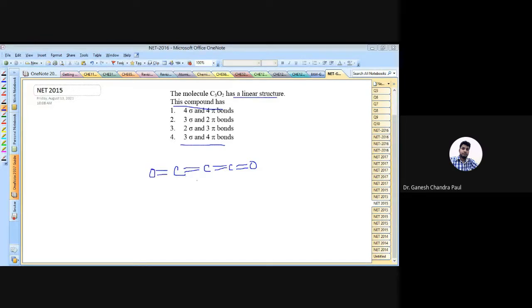Now here you can see there is 1 sigma bond, another sigma bond, and another sigma bond. There is a pi bond present in between. That means it has total 4 sigma bonds and 4 pi bonds.